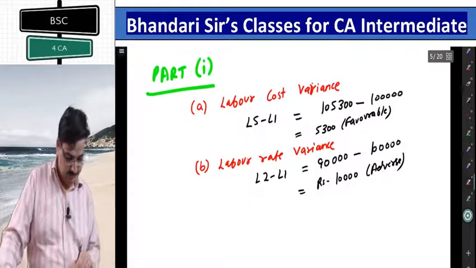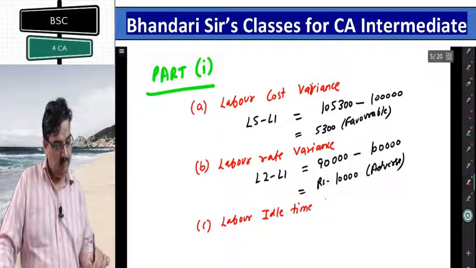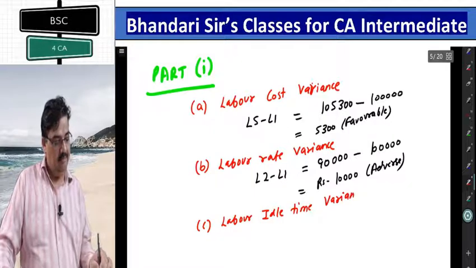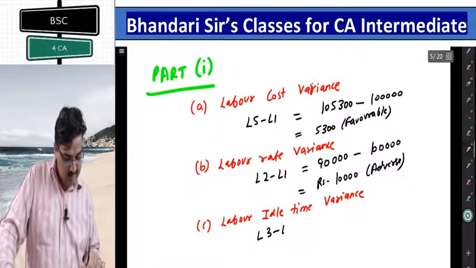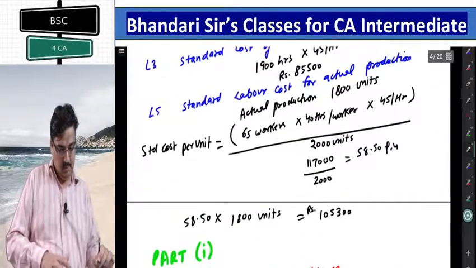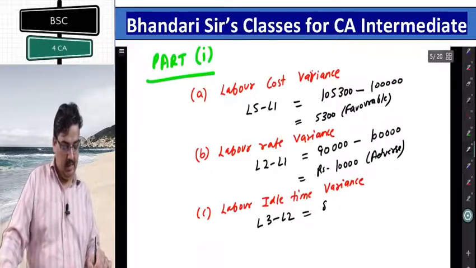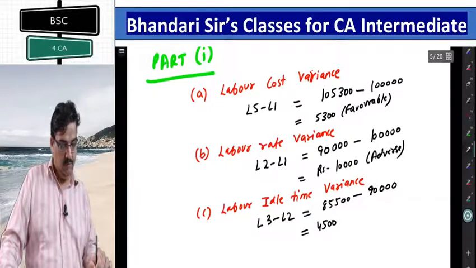C point, labor idle time variance, L3 minus L2. 85,500 is L3 minus 90,000 L2. 4,500 adverse.